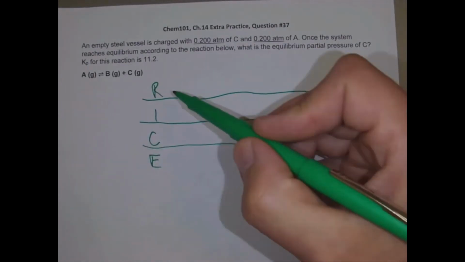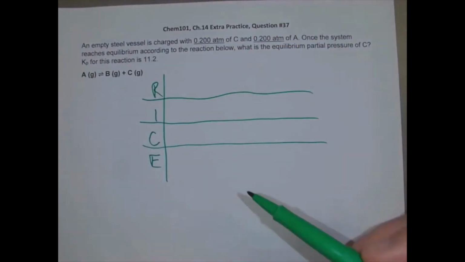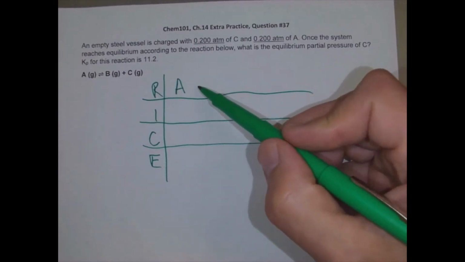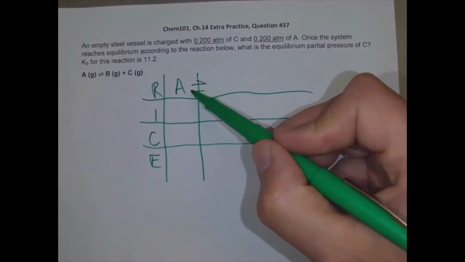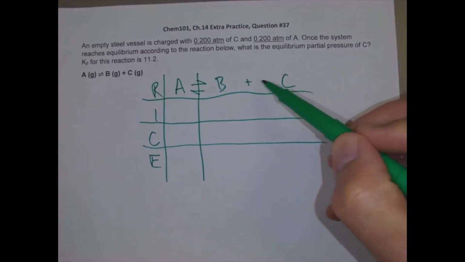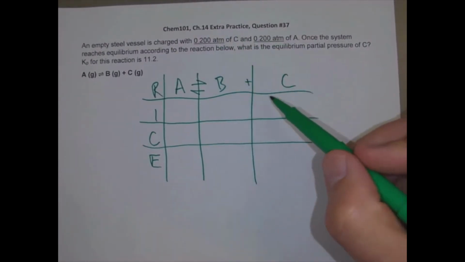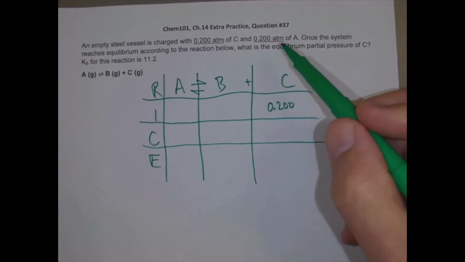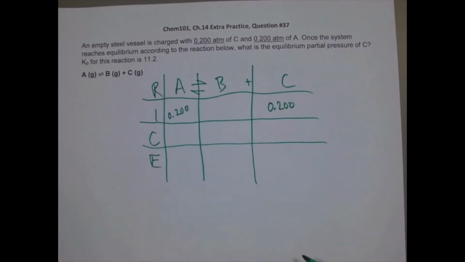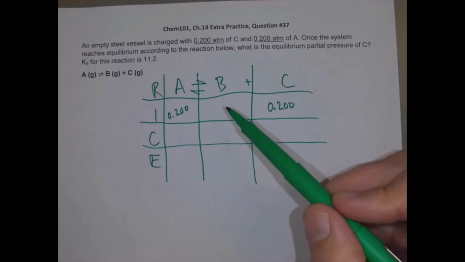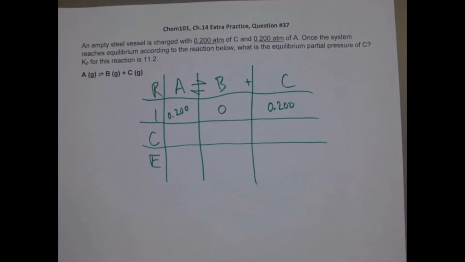And we want to make a column for each one of the compounds involved in this reaction. So we have a column for A, and that reacts to form B plus C. So we'll just make columns for each one of those. And we're told what the initial amounts are. For C, it's 0.2 atmospheres, and for A, it's 0.2 atmospheres. And nothing is said about B, and so because of that, you can just put 0 in.